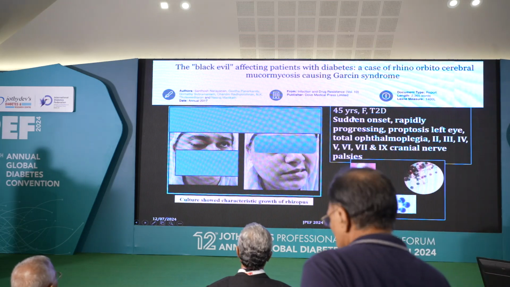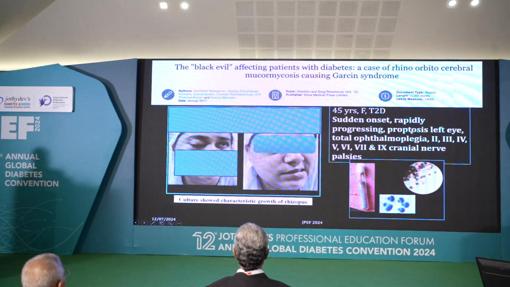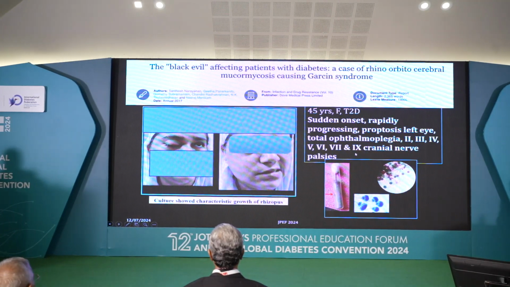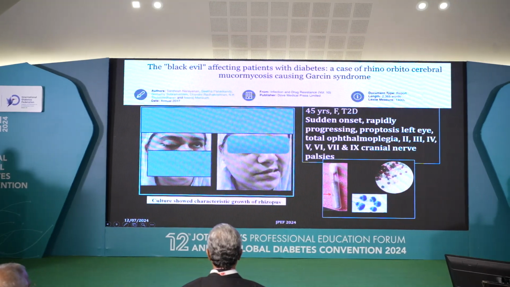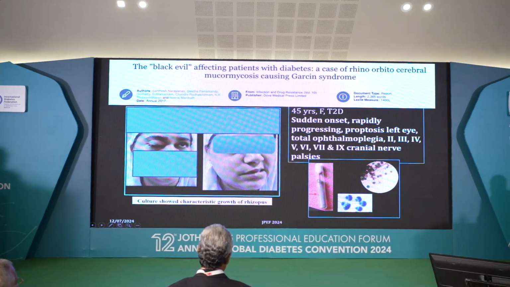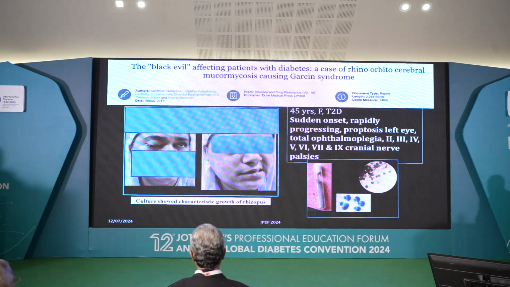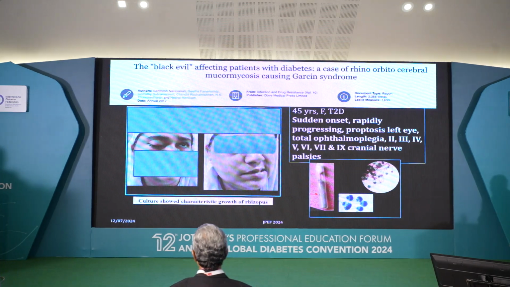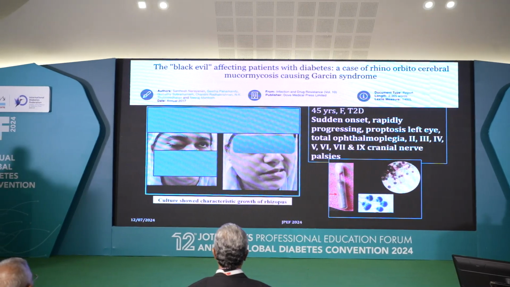This lady, 45-year-old female, type 2 diabetes, had sudden onset, rapidly progressive proptosis of the left eye with total ophthalmoplegia with cranial nerve palsies. The culture showed characteristic growth of Rhizopus, and that diagnosis helped us in starting early treatment. But when we say that the patient needs a prompt debridement, most of the time relatives take some time to make a decision, though we are not able to convince them that this is actually needed for the survival of the patient.